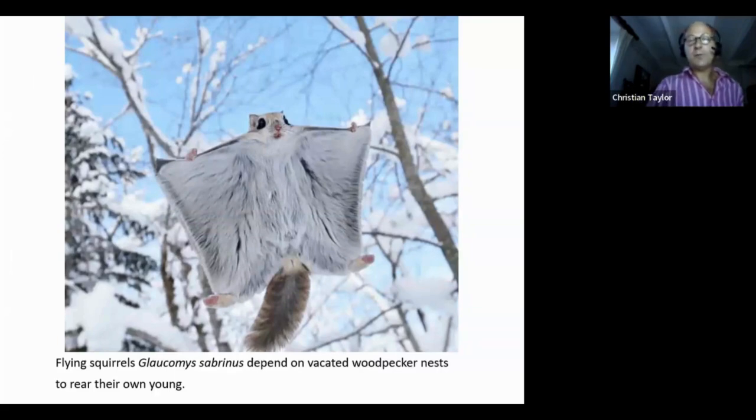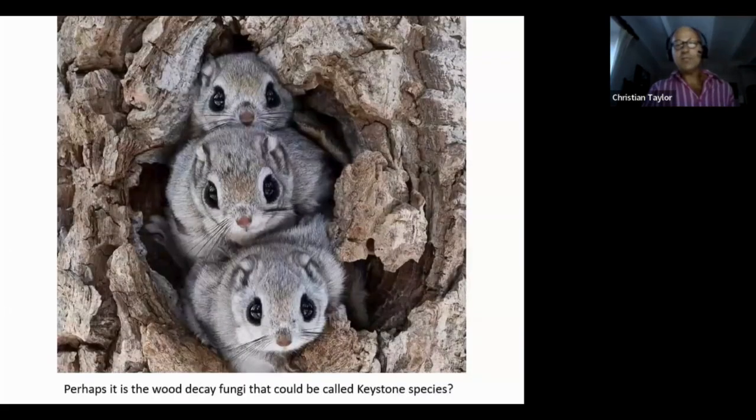So flying squirrels depend on the vacancy of these pileated woodpecker cavities. The flying squirrel is Eastern Canada's flagship conservation species, very charismatic and cute, and they take them into schools. But actually, really, perhaps the wood decay fungi could be called the keystone species that are creating the conditions, not just for the flying squirrel, but also the pileated woodpecker. So that's basically rounding off where we are in terms of the under-acknowledged or slightly overlooked role that fungi often play.